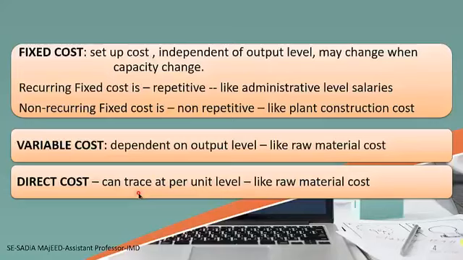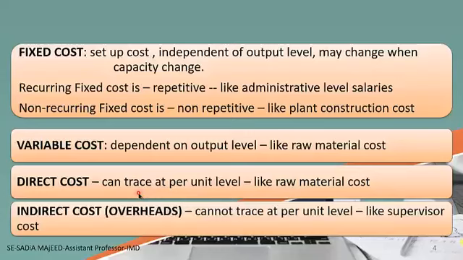You do not have to apply any mathematical operation to know how much plastic is required to produce a certain design of a chair, right? That means the plastic used in your product is direct cost. Anything which you cannot directly trace from your product would be considered as indirect cost or overheads.